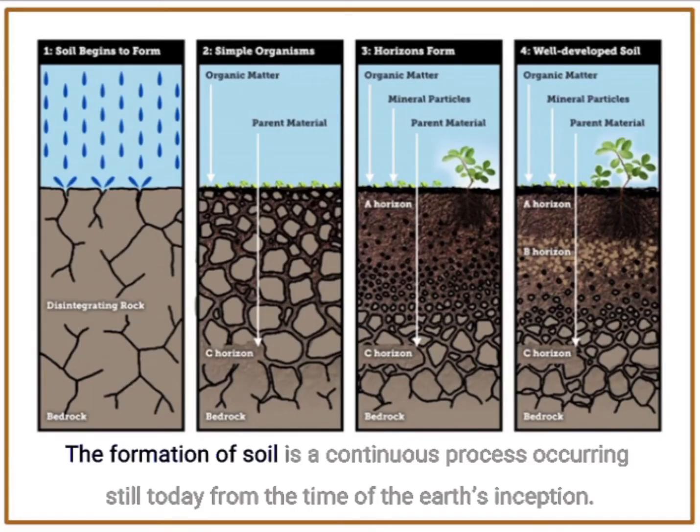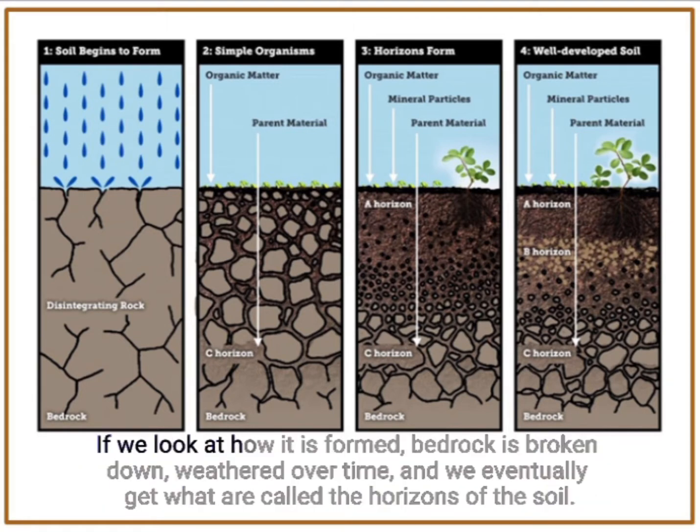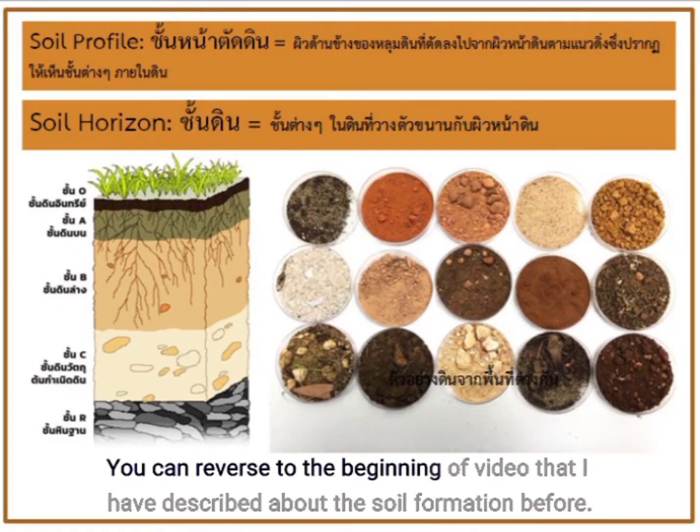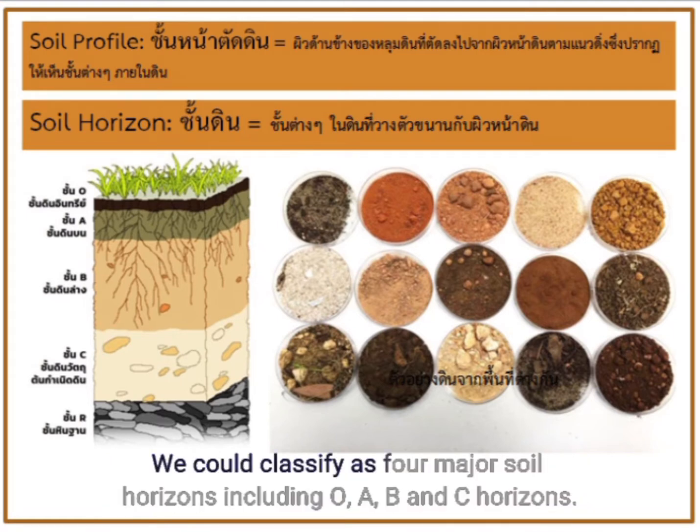The formation of soil is a continuous process, still occurring today from the time of the Earth's inception. If we look at how it is formed, bedrock is broken down and weathered over time, and we eventually get what are called the horizons of the soil. You can go back to the beginning of the video, where I described soil formation. We could classify four major soil horizons, including O, A, B, and C horizons.